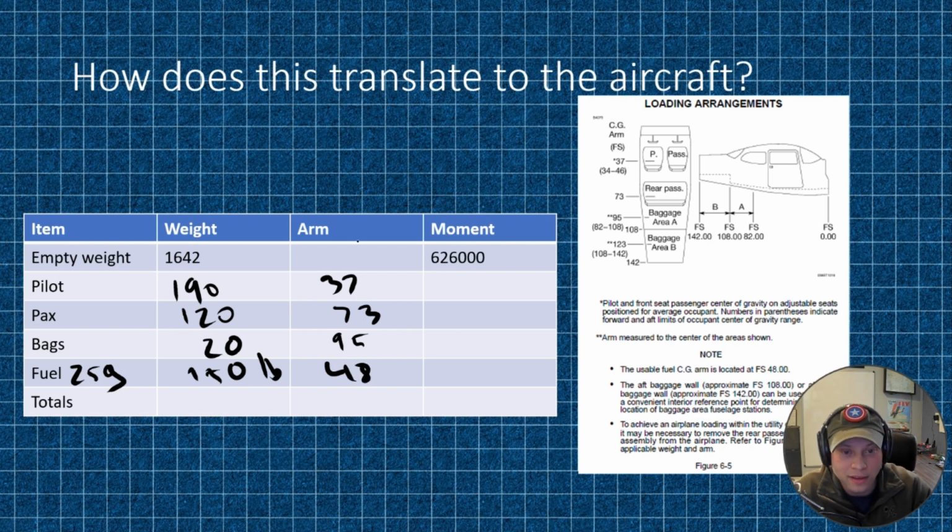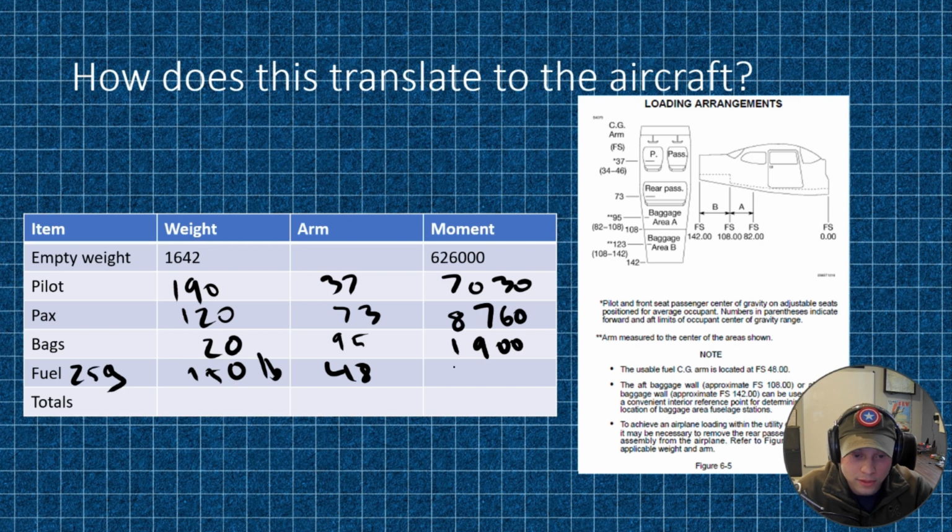The weight, the arm and the moment for the aircraft are done. The pilot is 190 times, what was that, 37? Comes out to 7,030. Passenger 120 times 73 comes out to 8,760. The bags at 20 pounds times 95 comes out to 1,900. And then the fuel, 150 pounds times 48 inches, comes out to 7,200. And again, these are all in pound inches, these are in pounds, and these are in inches.